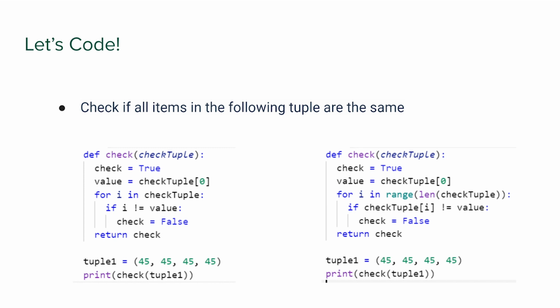But the core difference is in the second if statement, check_tuple[i] is checking the exact value, whilst if i is equal to value, we're checking more of the counter value. There's a little bit of a minor distinction. If you're confused, post a question in the comments below. More than happy to answer that.